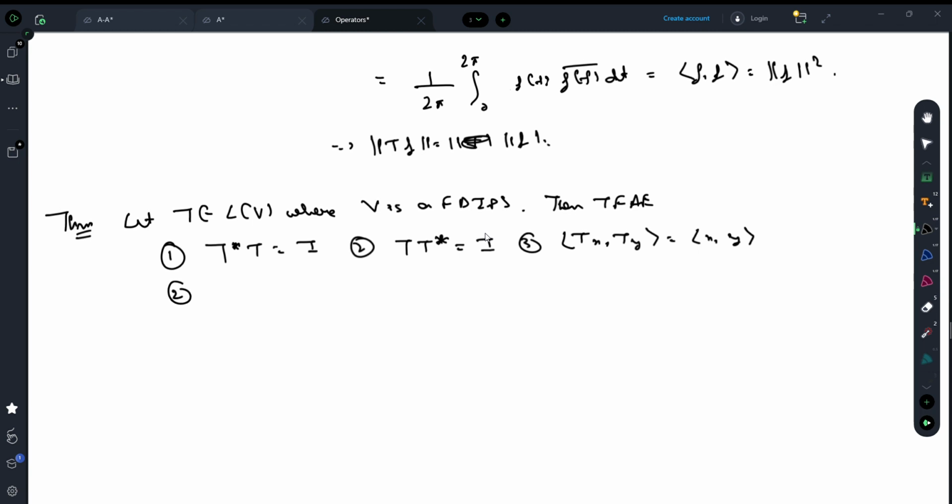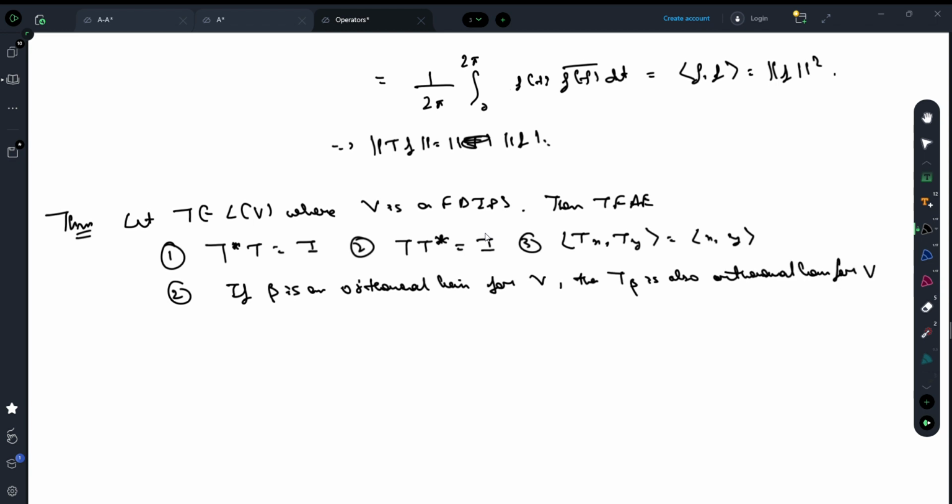Number 4, if beta is an orthonormal basis for V, then T of beta is also an orthonormal basis for V. So this is 4, right? Number 5 is that there exists an orthonormal basis for V such that 4 happens.